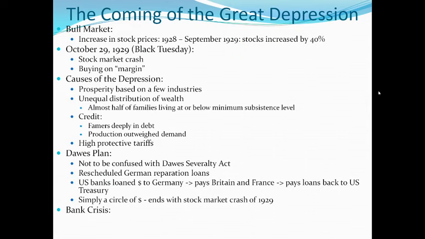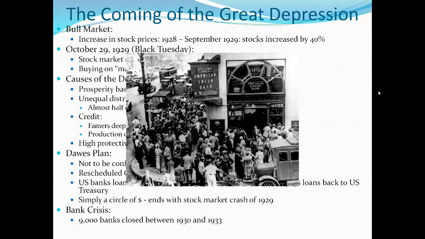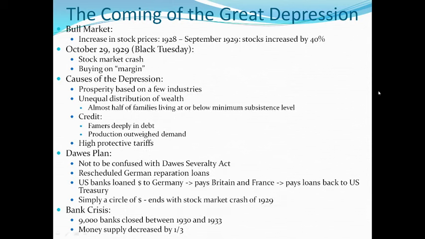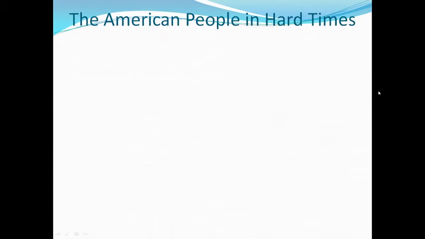Then we have the bank crisis. The bank crisis that follows the Great Depression is most likely the worst the bank crisis has ever been in U.S. history, and 9,000 banks closed between 1930 and 1933, and the money supply decreases by 1/3. So we will definitely see President FDR trying his best during his presidency to resolve the issue of the bank crisis. So how did the American people deal with this time?